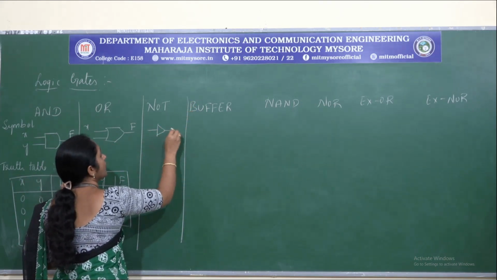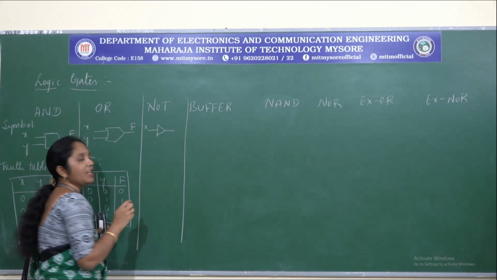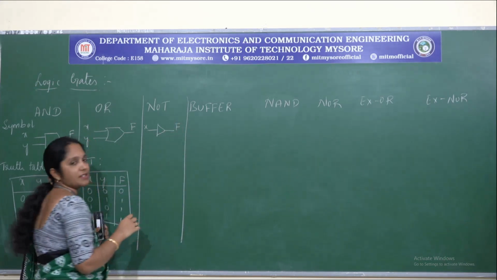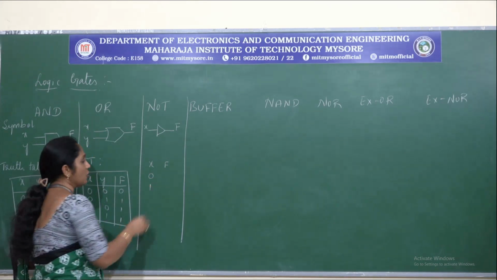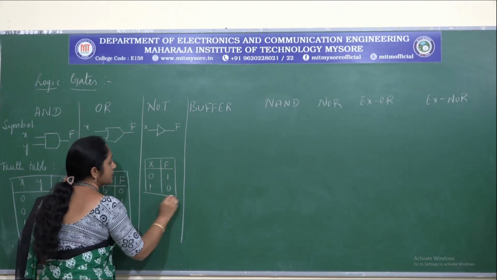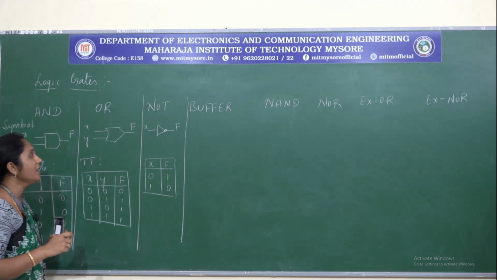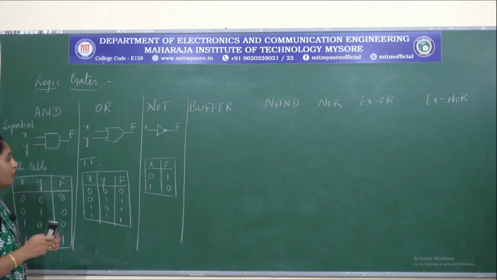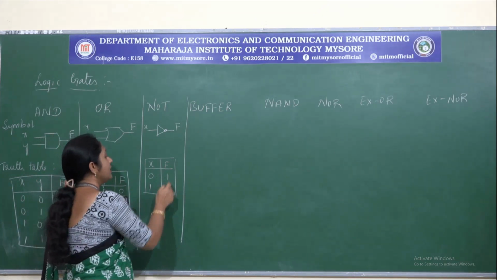NOT is a unary operation, so it is applied only to a single variable. Now we have X as the input, and let us consider F as output. Since we have only one input, the possible combinations are 0 and 1, and the output is 1 and 0. It is a complement. Here I have missed a bubble actually. So this is the NOT gate symbol: a triangular symbol with a bubble at the output side. X has the values 0, 1, and the complement of X is the value for F, so 1, 0.